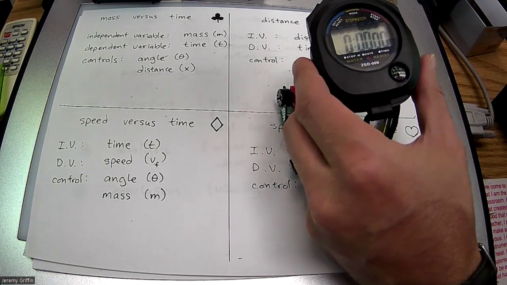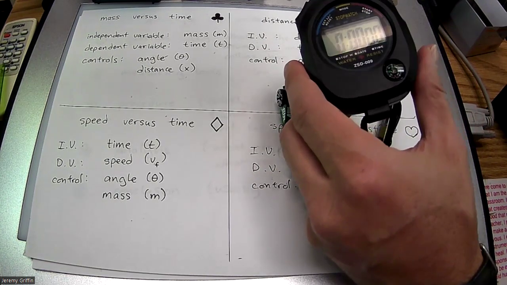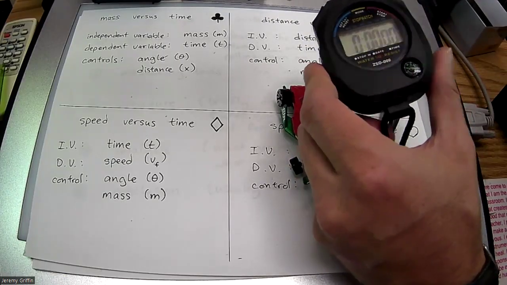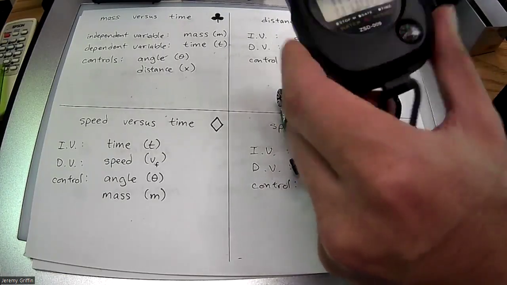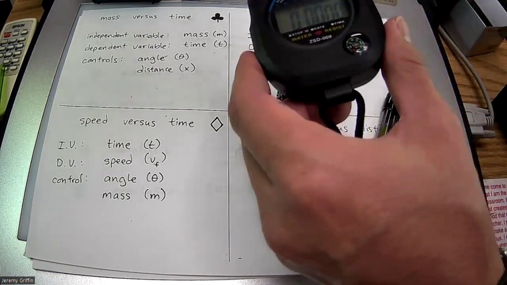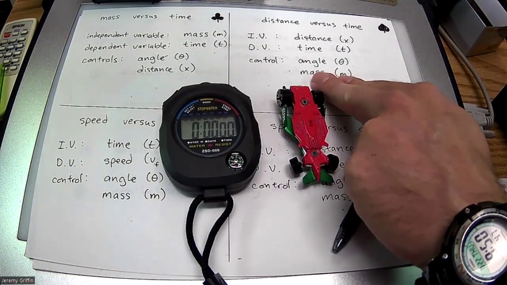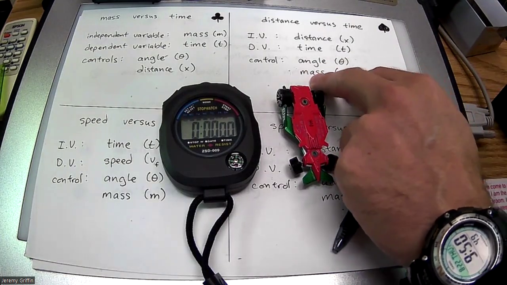How much time? Okay. Do like 3 runs per trial. So you do 50, 50, 50, then 100, 100, 100, 150, 150, 150. Yeah, it's getting there, right? Then time it. Maybe take an average time. And then you would be controlling these variables, angle, of course, but also mass of the car.